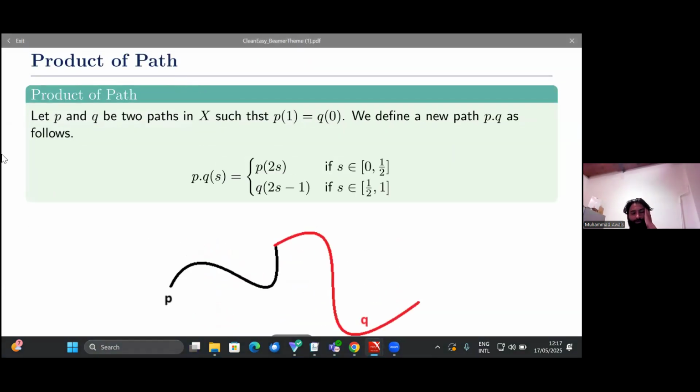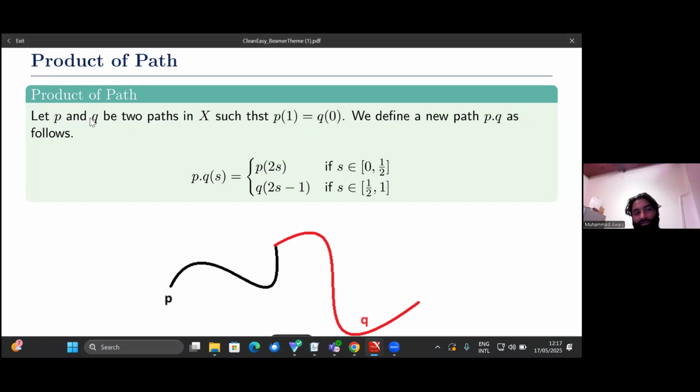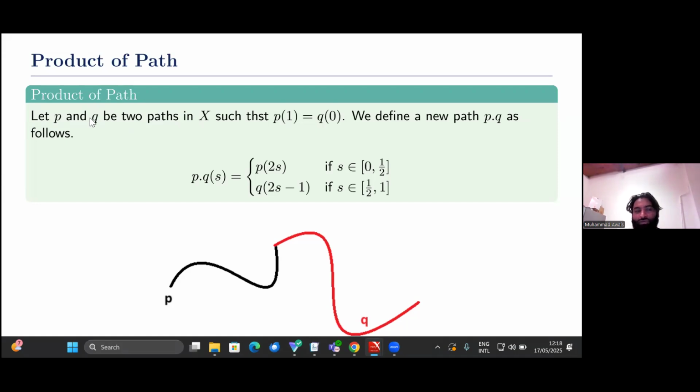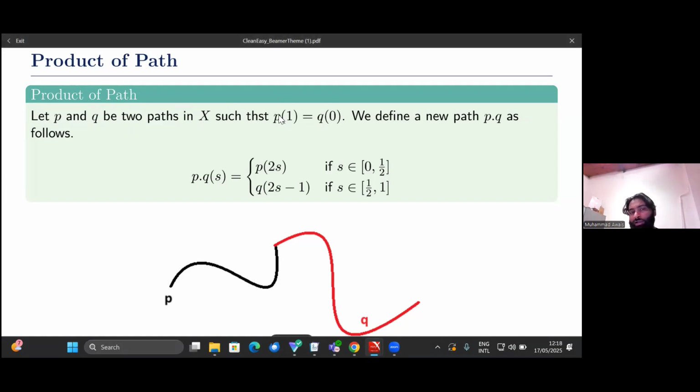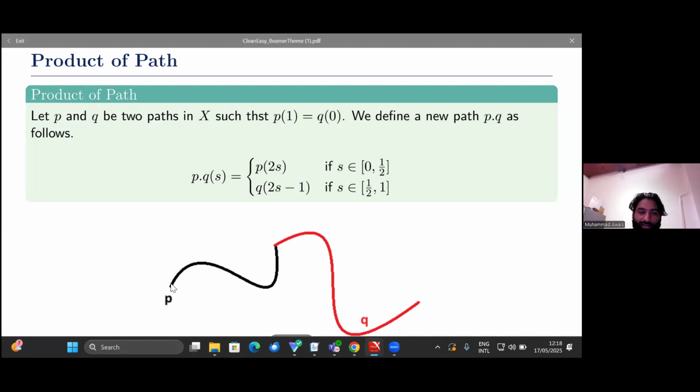Okay. So now let's assume we have two paths. One is path P and another path is Q. But now the assumption which we are having is that the end point of path P is the starting point of path Q. So one can see here, this black path is path P, and this red path is path Q, but the end point of path P is exactly the starting point of path Q.